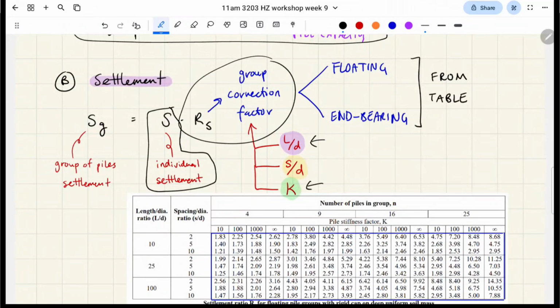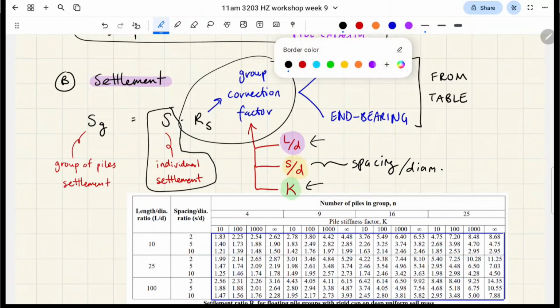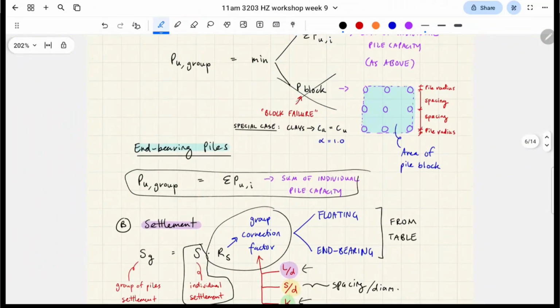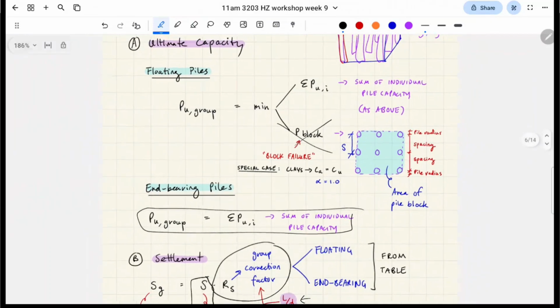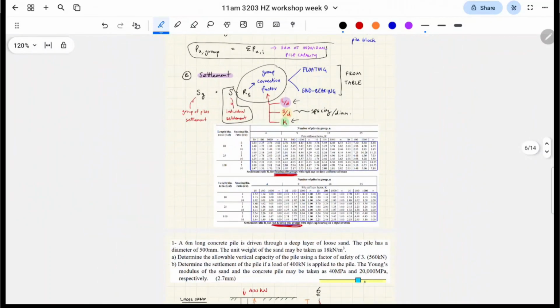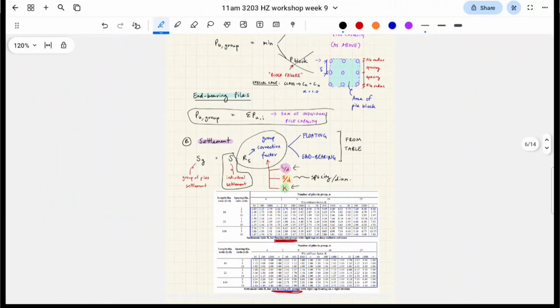That's your stiffness factor. This one's kind of new. S refers to spacing, right? So spacing over diameter. You have to calculate that as well. Spacing is essentially the spacing between these piles, center to center. That's what spacing is, right? Okay, does that all make sense, guys?